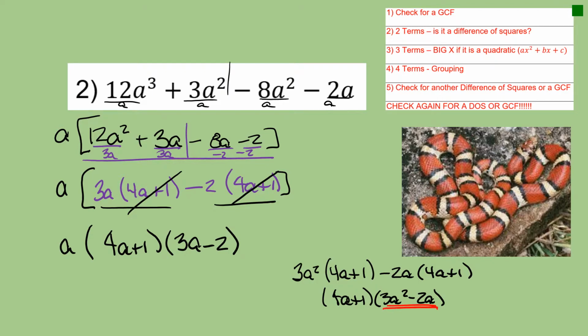But this is what that double, triple, check, check means. They both have an A. Take that out, you get 3A minus 2, and then don't forget to put the 4A plus 1 there. Oh, look, it's the same answer.